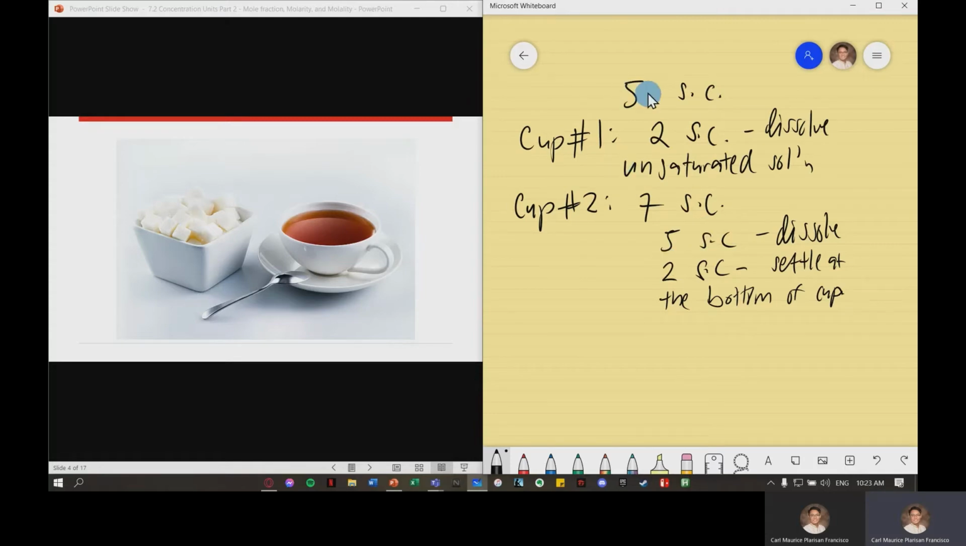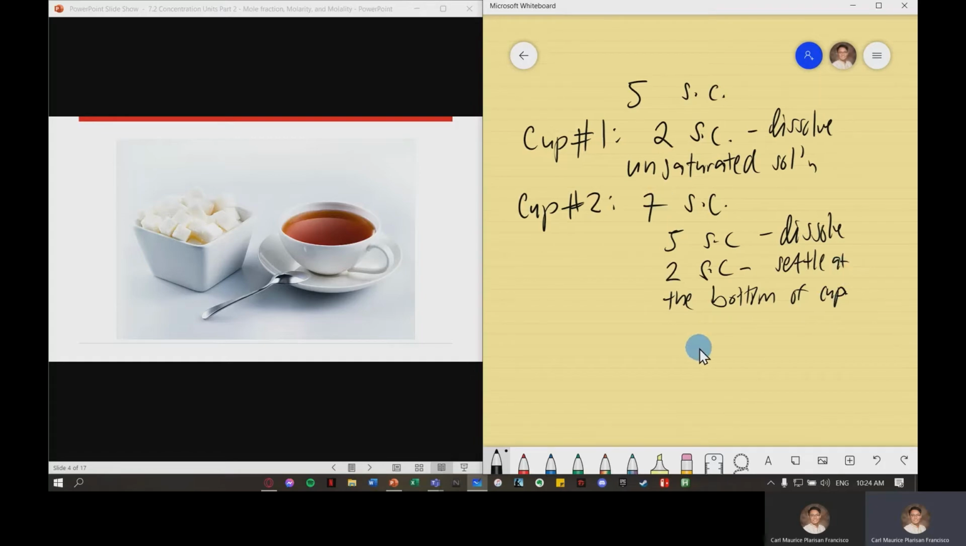Nalagpasan natin yung maximum na 5. Yung 5, madi-dissolve, kasi nga 5 yung maximum. Ngunit, yung 2 na hindi na-dissolve ay mag-settle sa ilalim ng ating cup. Settle at the bottom of the cup. Ang tawag po dito ay saturated solution.